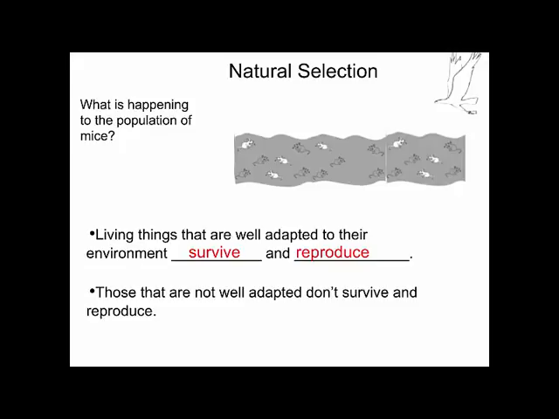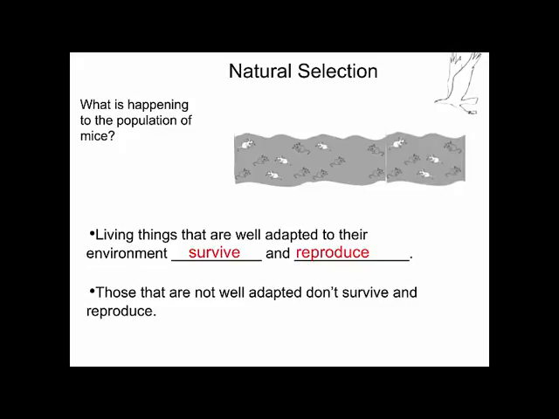traits. What happens to animals that are not well adapted to their environment? They die. If we look at my little population of mice being hunted by this predator, which mice are well adapted to this? The one that is camouflaged the same color. Yeah, these ones that kind of blend in. Which ones are going to survive better? Ones that are blended in.